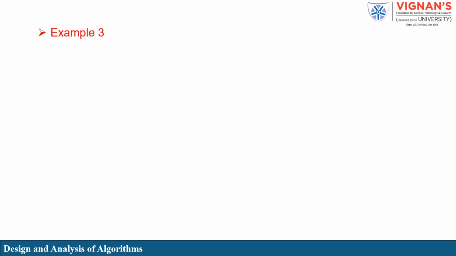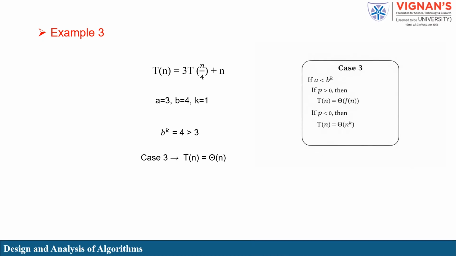Example 3. T(n) = 3T(n/4) + n. Therefore, a is equal to 3, b is equal to 4, k is equal to 1. Here, b^k is equal to 4, that is greater than 3. It satisfies case 3. We can see in the image beside the case 3 condition. Time complexity is T(n) = Θ(n).